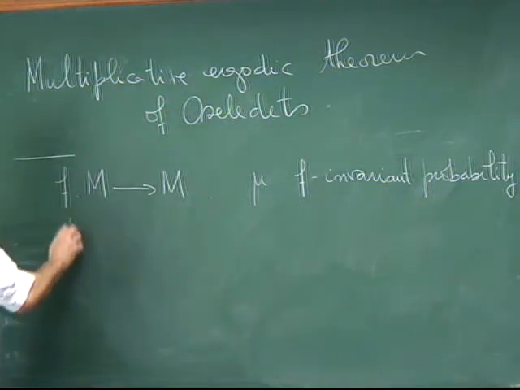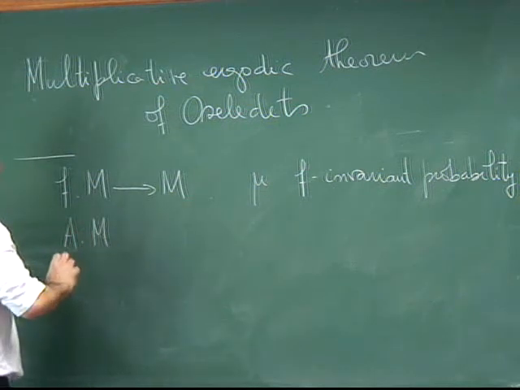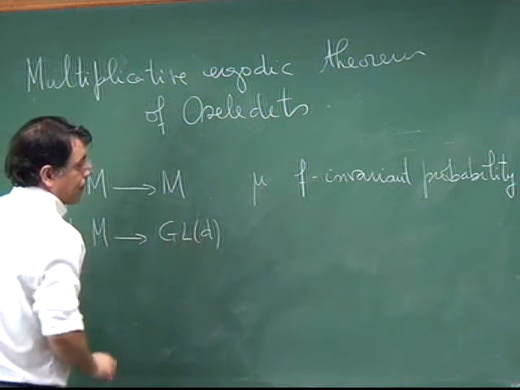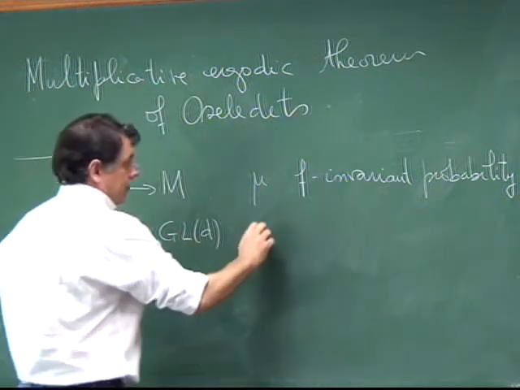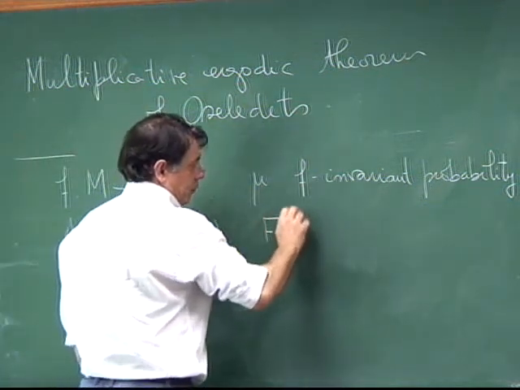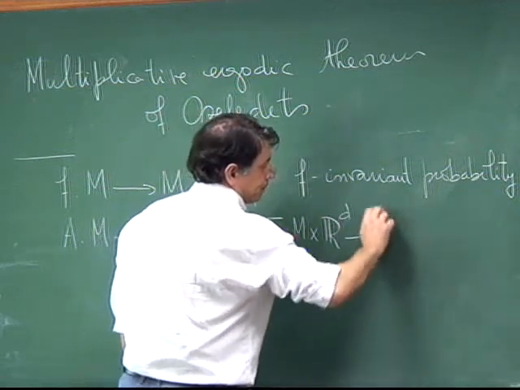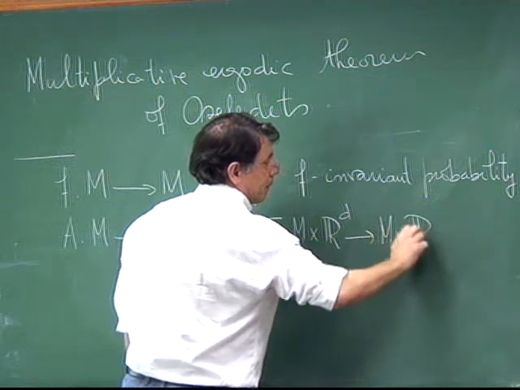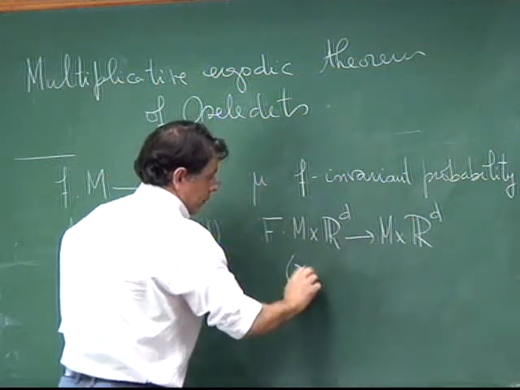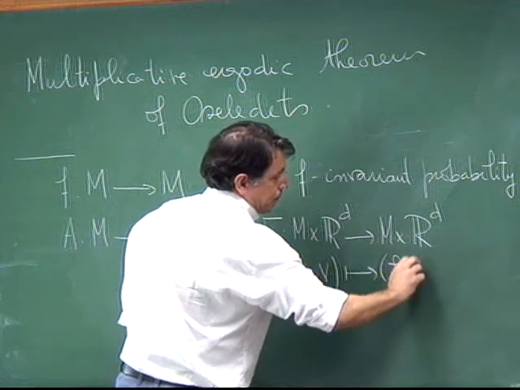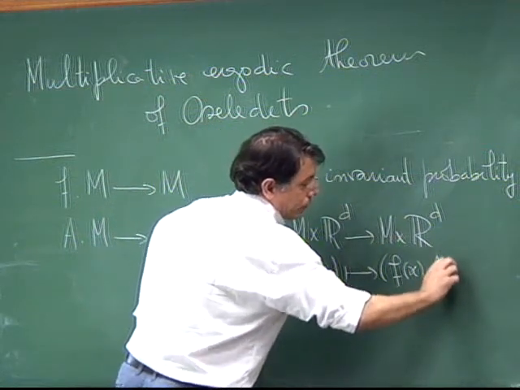then we have a map from M to GL(d). And we consider the skew product defined by (x, v) goes to (f of x, A_x of v).